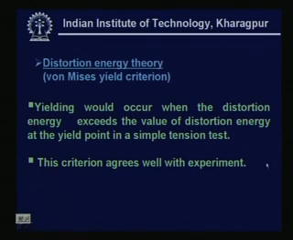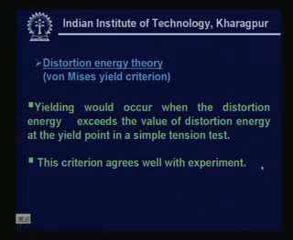Now, the next one is what we call the distortion energy theory. This is also sometimes called the von Mises yield criterion. What it states is that yielding would occur when the distortion energy exceeds the value of the distortion energy at the yield point in a simple tension test. And this criterion also agrees well with the experiment.